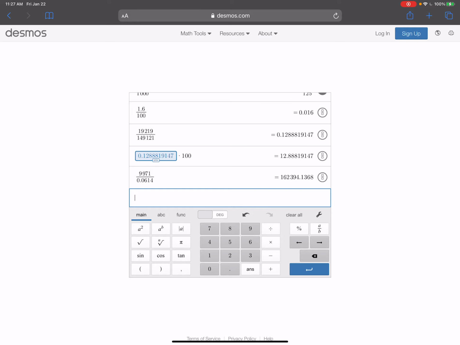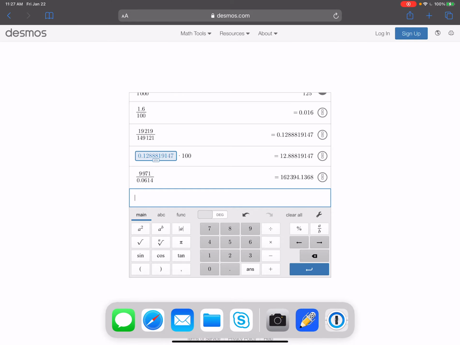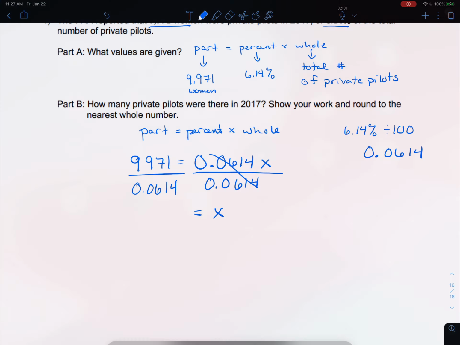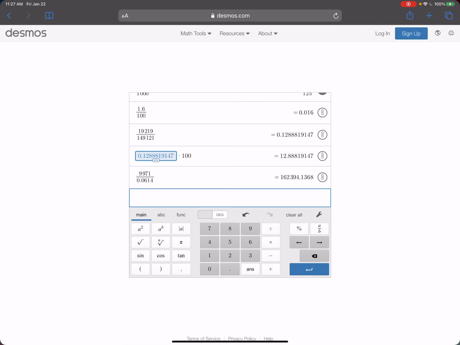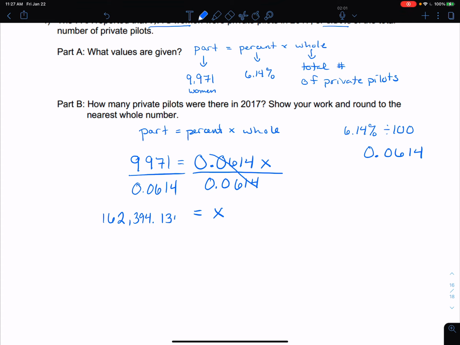162,394.1368. But we need to think about what this x represents, right? It represents how many private pilots there were in 2017. We can't have part of a person or part of a pilot, so we'll round to the nearest whole number. The 1 tells us to leave that 4 alone, so we'll say that there were 162,394 private pilots.